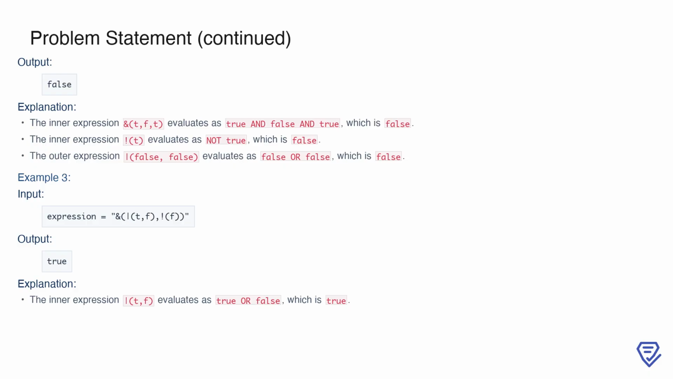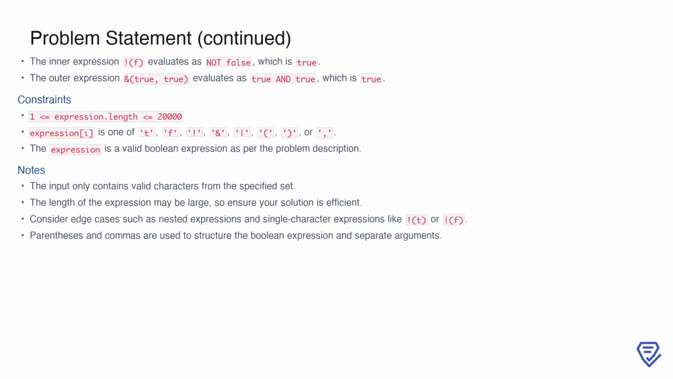In the third example, the input expression is &(|(t,f),!(f)). Let's start with the inner components. First, the expression |(t,f) is an or operation applied to true and false. Since one of the values is true, the result here is true. Next, we evaluate the expression !(f), which is a not operation applied to false. This gives us true as the result because not inverts the truth value.